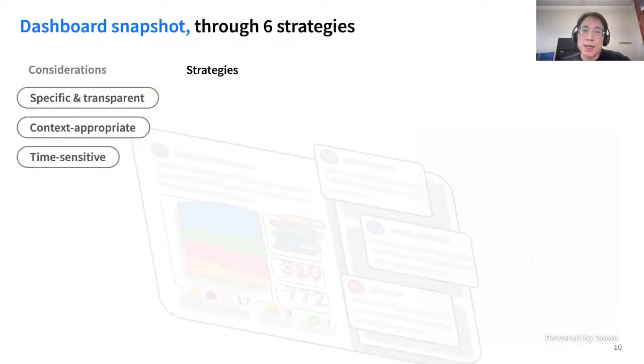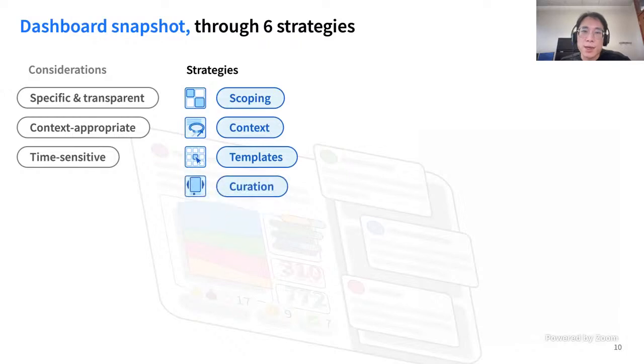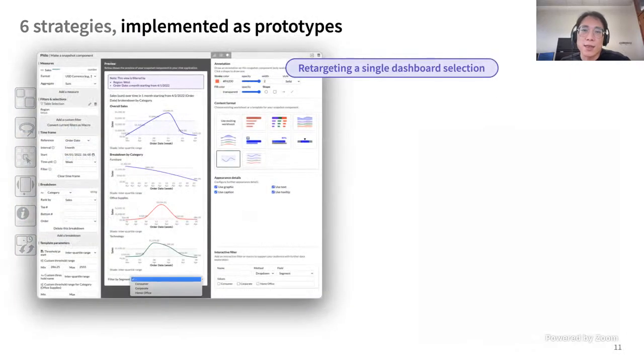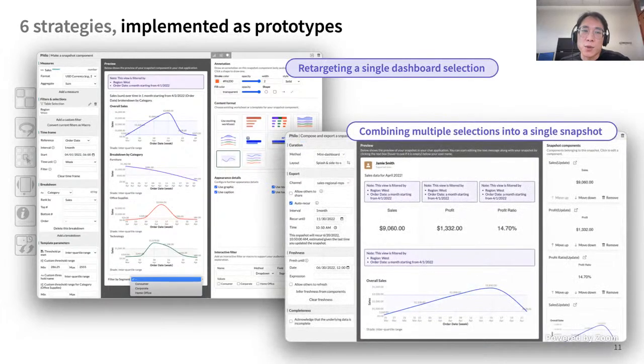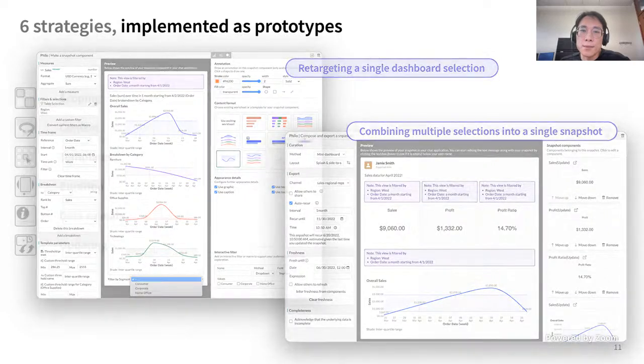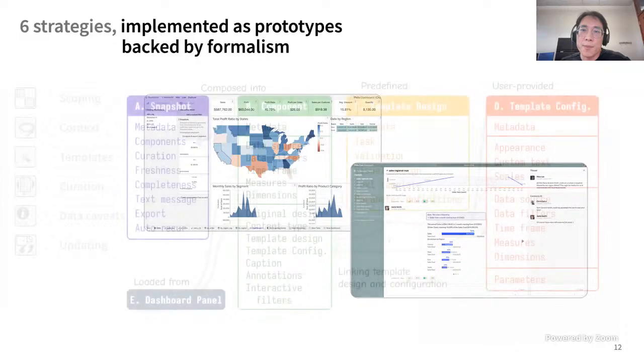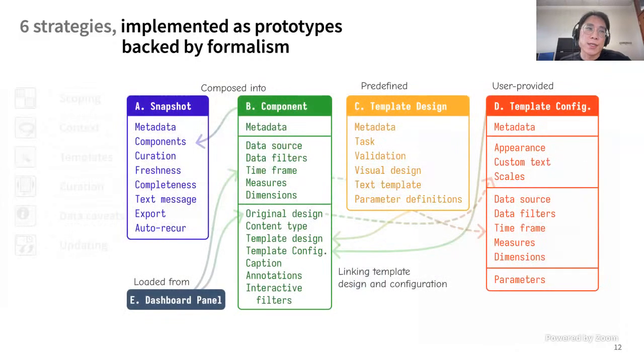To enable dashboard snapshots, we present 6 strategies in terms of scoping, context, templates, curation, data caveats, and updating. These strategies are implemented as a set of prototypes for retargeting a single dashboard selection and for combining those multiple selections into a single snapshot. These prototypes, along with a dashboard application and a collaboration platform, are backed by a formalism, which is also detailed in our paper.